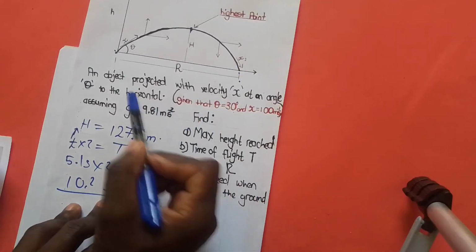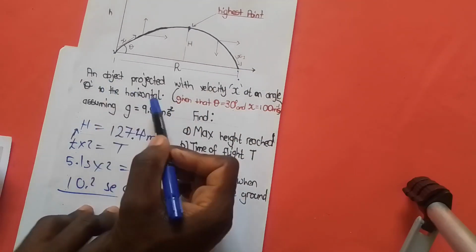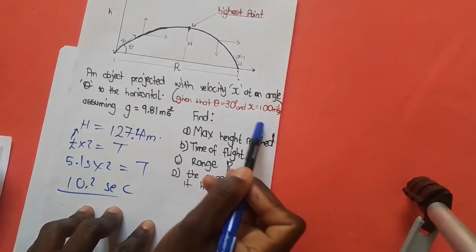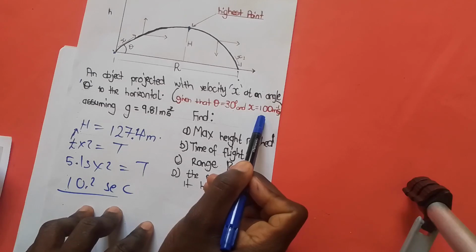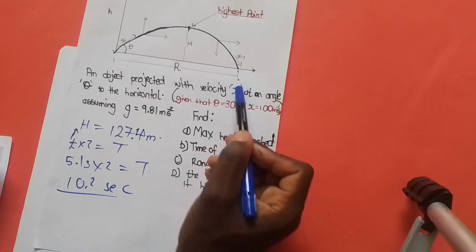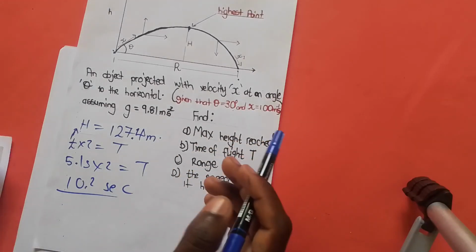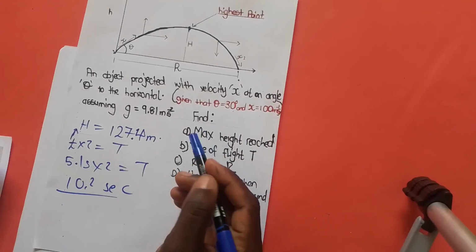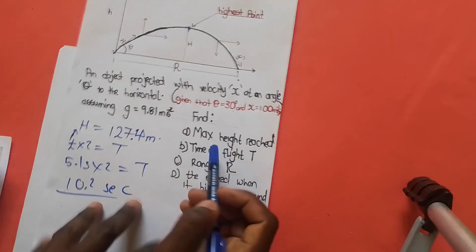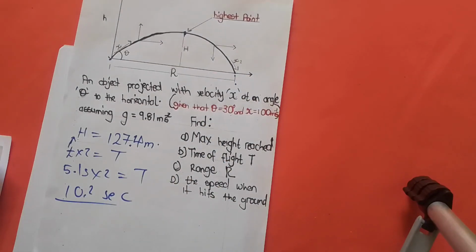So we want to find x2. We know from the question that the object was projected with velocity x being 100 meters per second. Right now we want to find x2, the total velocity. So right now we're not talking about the vertical or the horizontal. We want the total speed when the object reaches the ground, right?